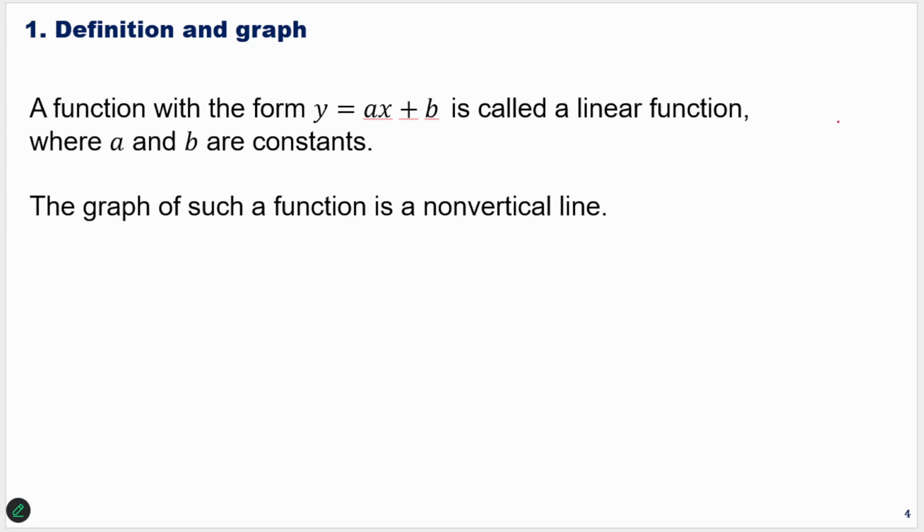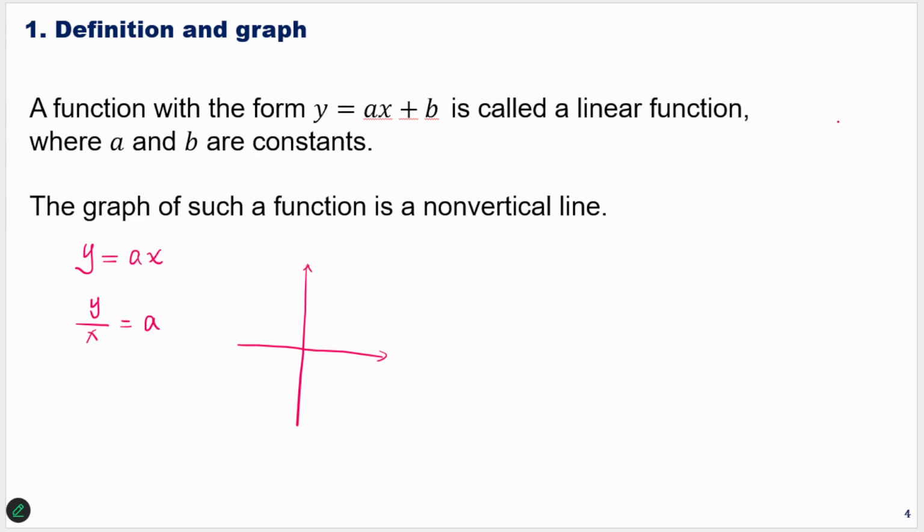Because the degree is one. Yeah, so the question is why the graph is a line if the degree is 1? So we can actually consider this question like this. First, consider this function as y equals a times x, right? So let's just leave b aside. Then we will have y over x equals a constant number, right?